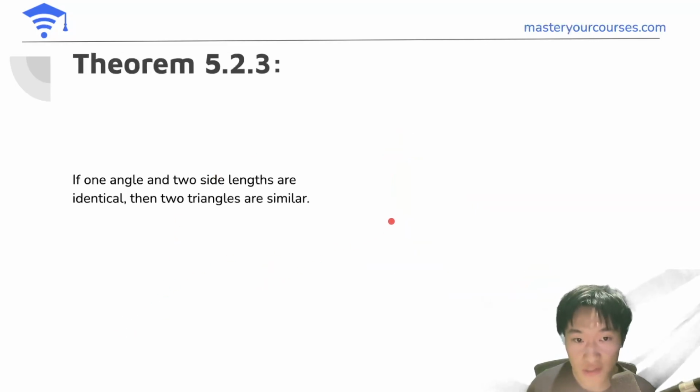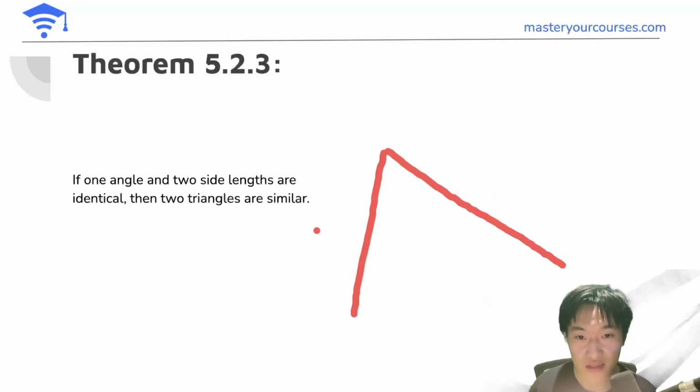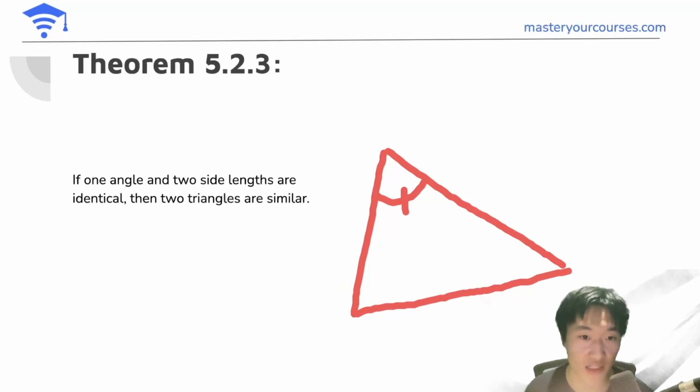If one angle and two side lengths are identical, then the two triangles are similar. So if you have this side length and this side length is the same, and there is one angle that is also the same, then we can just connect the two sides together. And you're actually going to get the exact same triangle in this case. If this side and this side are equal, and one of the angles is also the same, then the triangle that you can draw out of these three things, the two sides and the one angle, is always going to be the same triangle. So this is good to know.